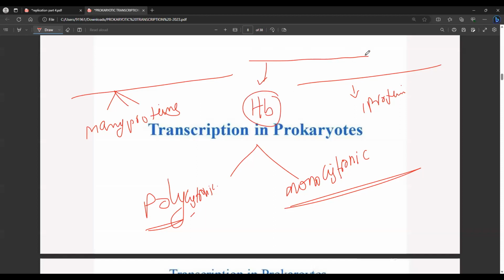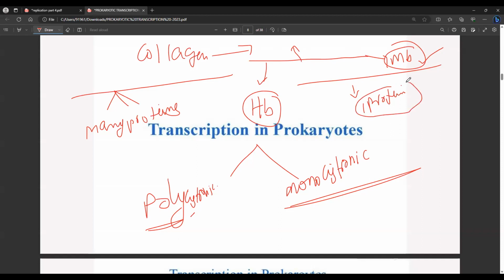Now tell me, can this mRNA give rise to the myoglobin in our body? No. Myoglobin can be synthesized by another mRNA. Do you think this mRNA can synthesize collagen? No. Collagen can be synthesized by another mRNA. So what I'm trying to explain to you is, one mRNA gives rise to one specific protein. Do not get confused with that.